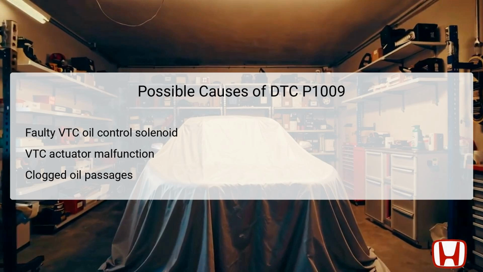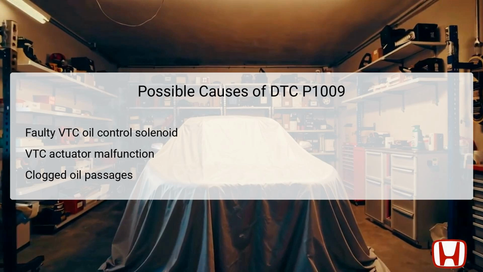A common cause is a faulty VTC oil control solenoid valve. Its malfunction prevents proper oil delivery to the actuator. Secondly, the VTC actuator itself may be defective, which could hinder the timing changes that maintain optimal engine performance. Another potential issue is clogged oil passages within the VTC system. Any blockage could restrict necessary oil flow, leading to incorrect camshaft timing.